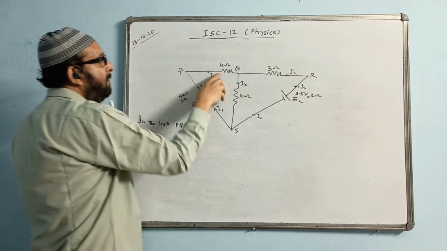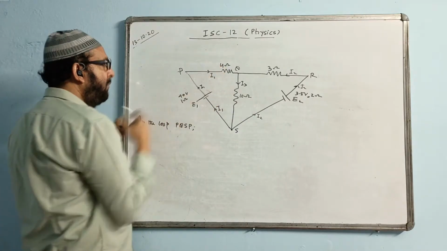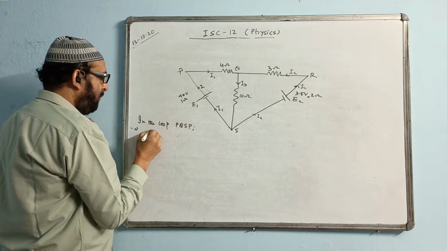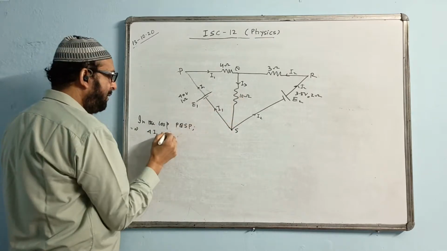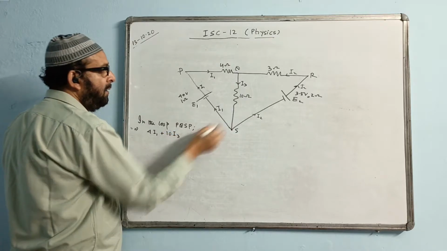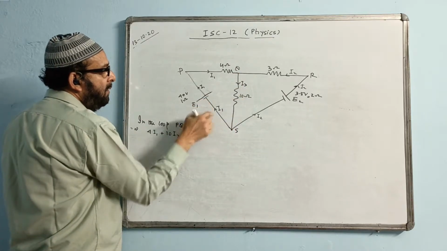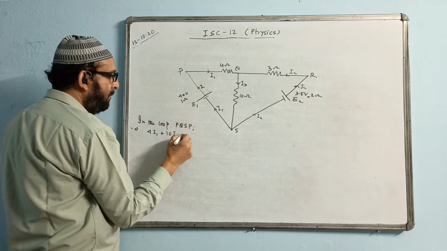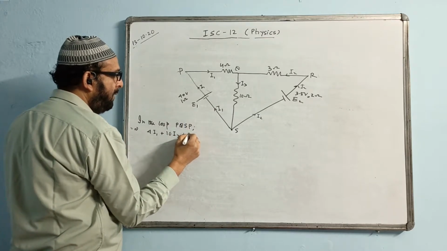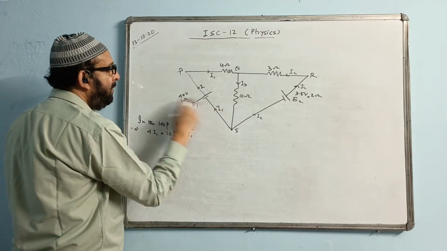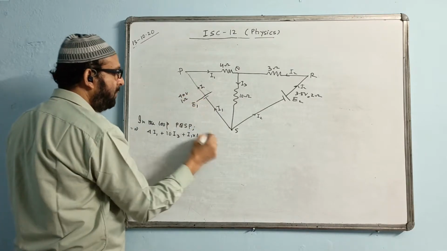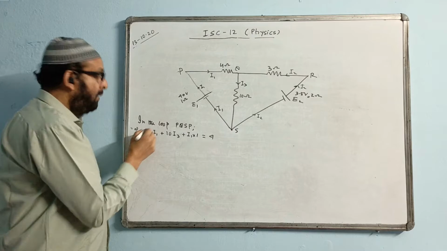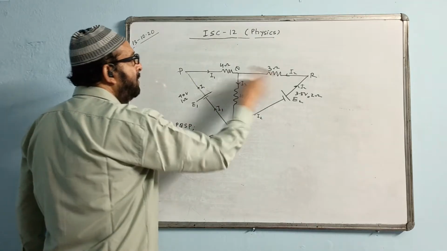Let us take it here. Current and resistance multiplied: 4I1 plus here we have 10I3. Let us write first 10I3 and like this I1 multiplied by 1. So I1 into 1 equal to how much? 4.